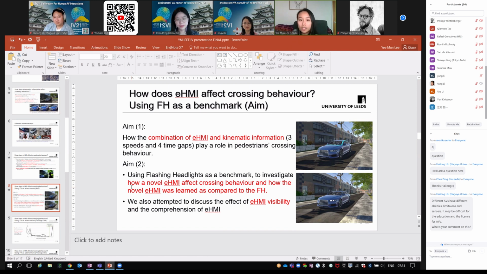We also do a bit of pre-test, and this particular design is one that pedestrians or participants actually chose to be associated with the particular message, for example, in this case, yielding. It's not something that we just picked off the top of our head, but there were pre-studies conducted before we tested the crossing behavior.